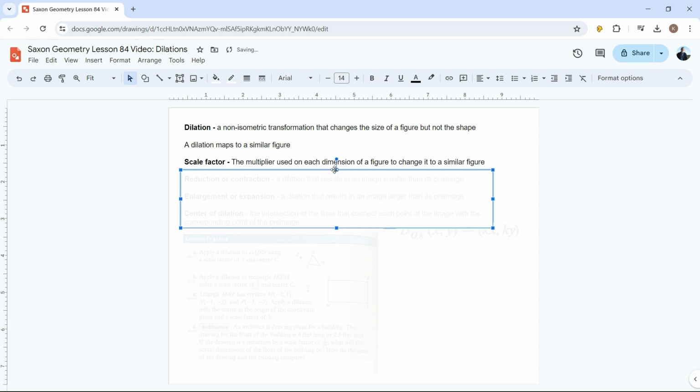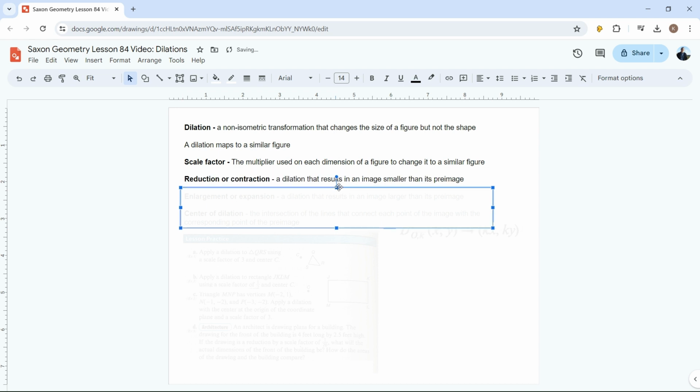The scale factor is an important part of a dilation, and any dilation is going to call for some kind of scale factor. The scale factor is the multiplier used on each dimension of a figure to change it to a similar figure. For example, we'll have a scale factor of 2 or 3 or 5 or 1/2 or 1/3. And then all of the sides of the figure are going to end up being multiplied by that scale factor in a specific way.